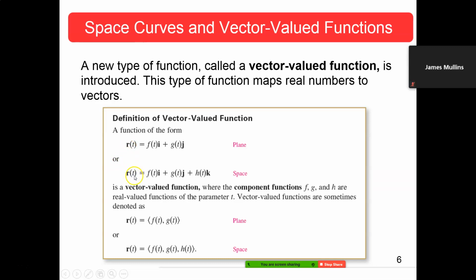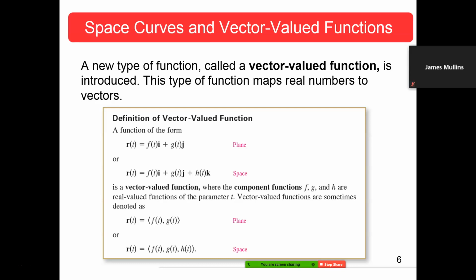Or in 3 dimensions, that's in a plane, in 3 dimensions in space, that r of t would be f of t i plus g of t j plus h of t k, where again, your f, g, and h are scalar functions, but they are the coordinates of your vector, with your unit vectors in the i, j, and k, the x, y, and z direction. Those are your vector valued functions, where the component functions f, g, and h are real valued functions. They're scalar functions. They're not vectors themselves of that parameter t.